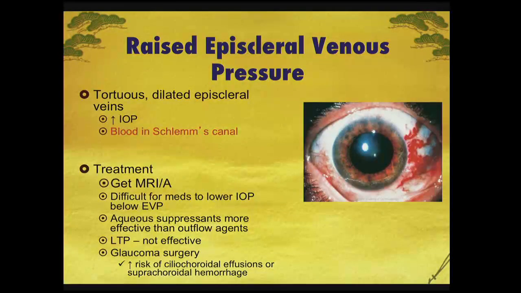You'll typically see very tortuous, dilated episcleral vessels. The pressure can be high, and you do want to do gonioscopy to look for blood in Schlemm's canal. The treatment is to evaluate for the serious things by getting an MRA. It's difficult for medications to lower the pressure below the episcleral venous pressure. So if the patient starts with a pressure of 30, there's no way you're going to get it down to 8 with medication. It's because there's a floor when the episcleral venous pressure is high. Laser trabeculoplasty is not effective in this condition. If you do have to move on to surgery, you have to be careful about ciliochoroidal effusions and suprachoroidal hemorrhages.